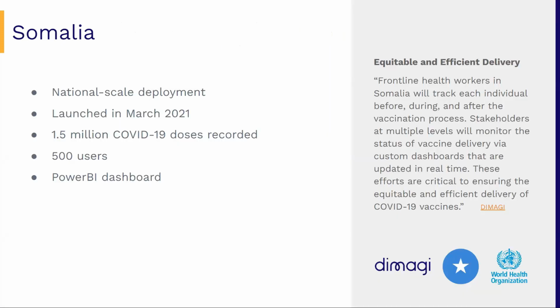Now let's start by taking a closer look at the Dimagi Vaccine Solution deployment in Somalia. The solution was launched in March 2021 in order to distribute the vaccines that were allocated as part of the COVAX facility. Approximately 500 users were onboarded to this solution, and over 1.5 million doses were recorded. Administrators in Somalia chose to visualize data on a Power BI dashboard, for which they were able to utilize the integration between CommCare and Power BI to pull in data.